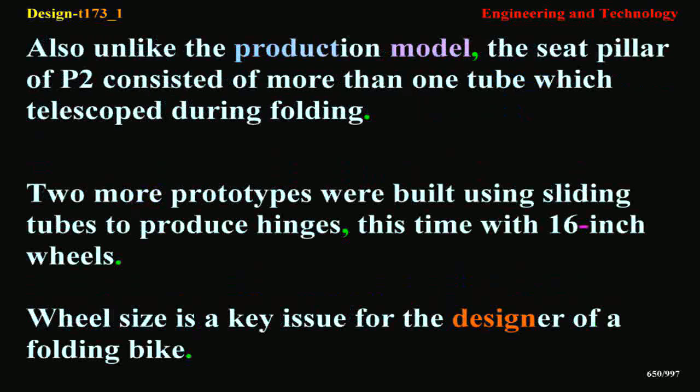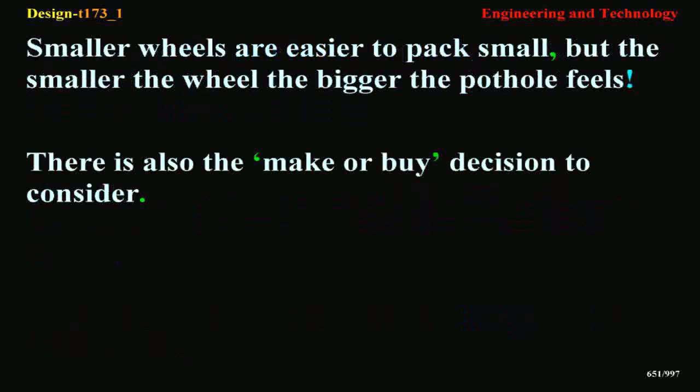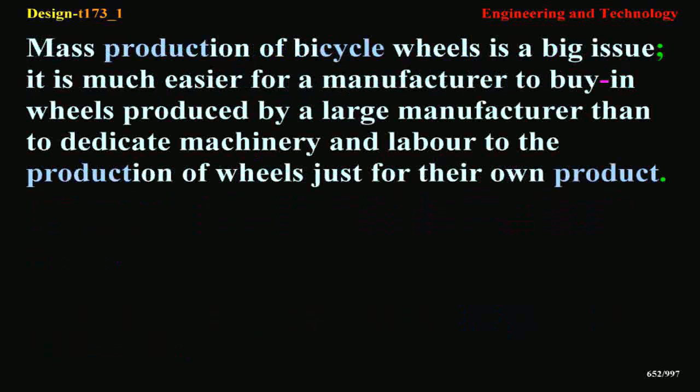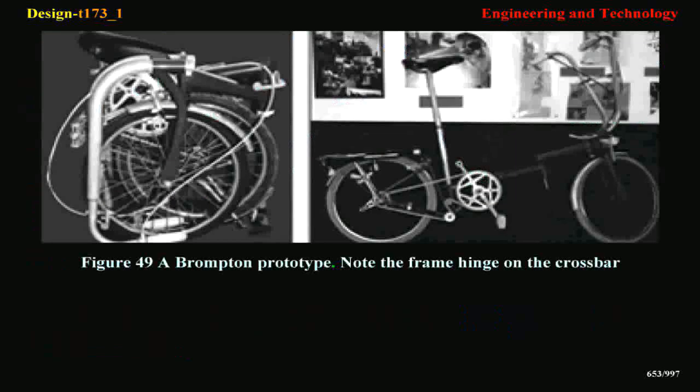Wheel size is a key issue for the designer of a folding bike. Smaller wheels are easier to pack small, but the smaller the wheel the bigger the pothole feels. There is also the make or buy decision to consider. Mass production of bicycle wheels is a big issue. It is much easier for a manufacturer to buy in wheels produced by a large manufacturer than to dedicate machinery and labor to the production of wheels just for their own product. Figure 49A Brompton prototype. Note the frame hinge on the crossbar.